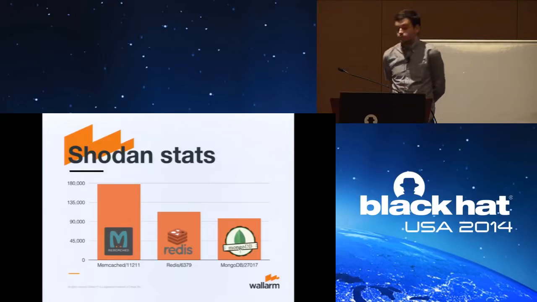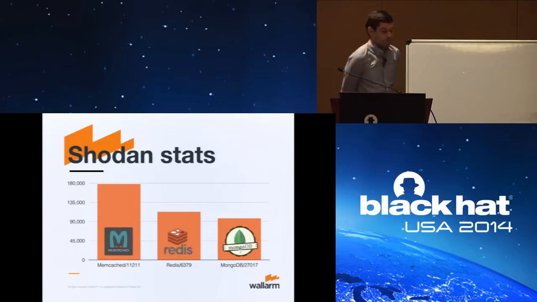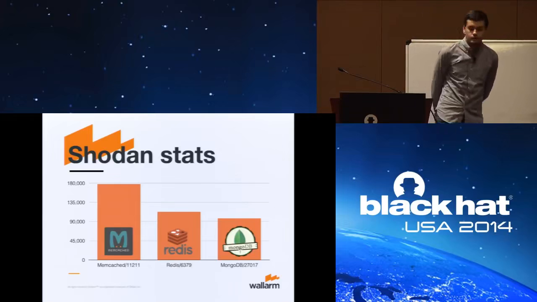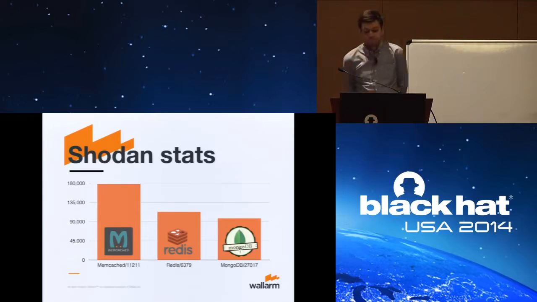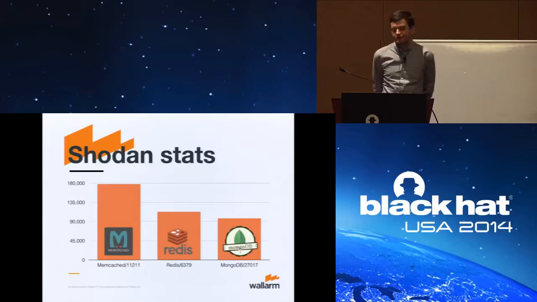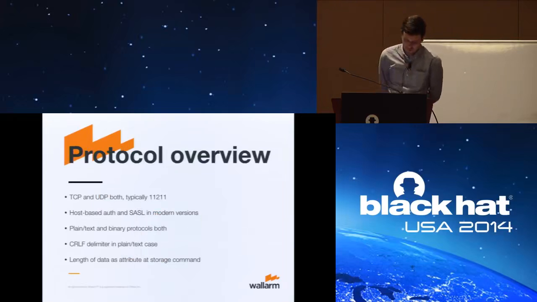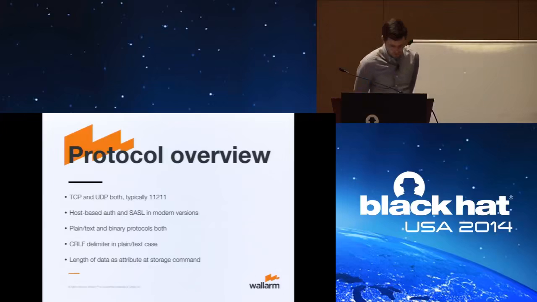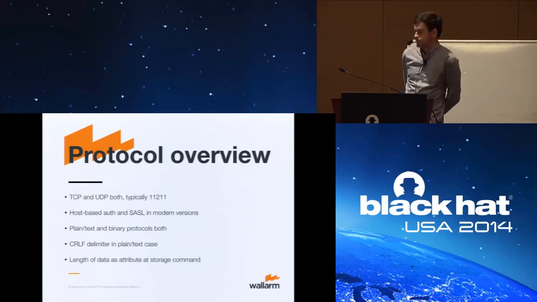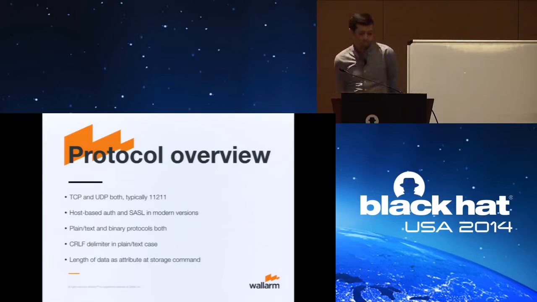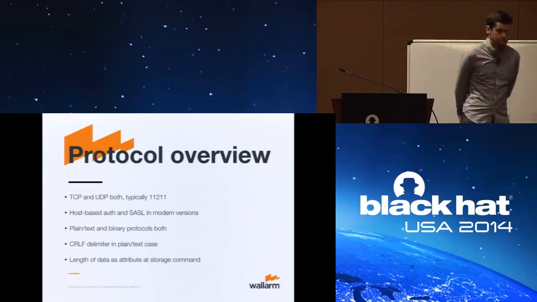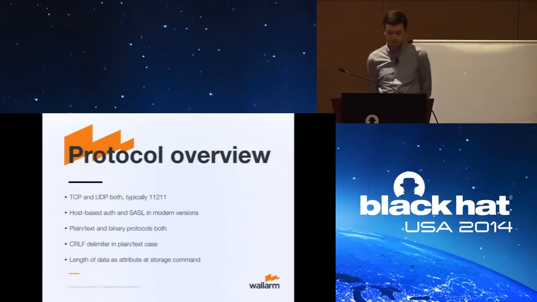It's really bad because Memcached typically has no authentication. In modern versions, Memcached has SASL, but I think 90% of these open Memcached servers are unprotected. It's more popular than Redis and MongoDB, as Shodan tells us. So, a short protocol overview. Memcached uses both TCP and UDP at the transport layer. If you run the Memcached daemon, it opens TCP and UDP ports 11211 both. It's 2 ports with different protocols.